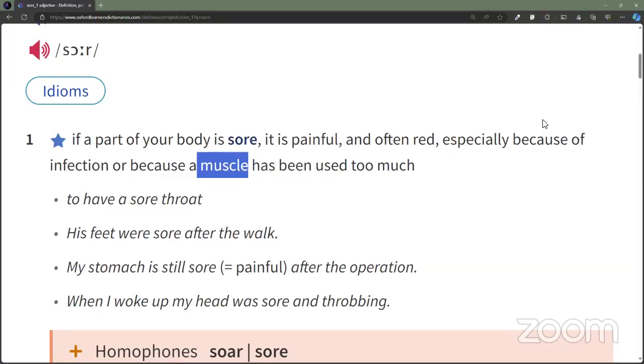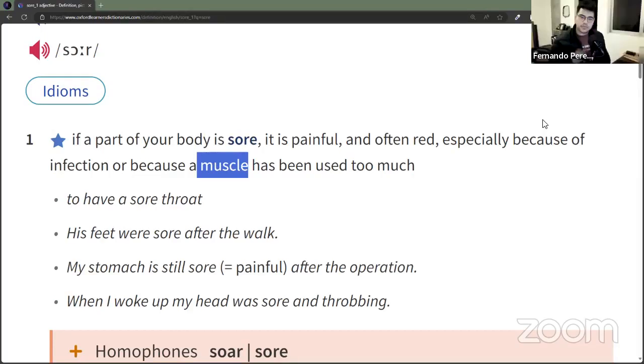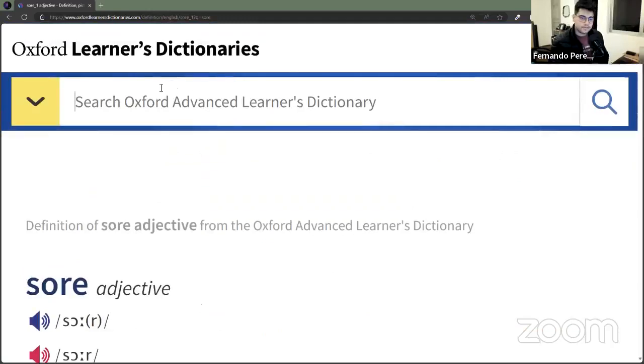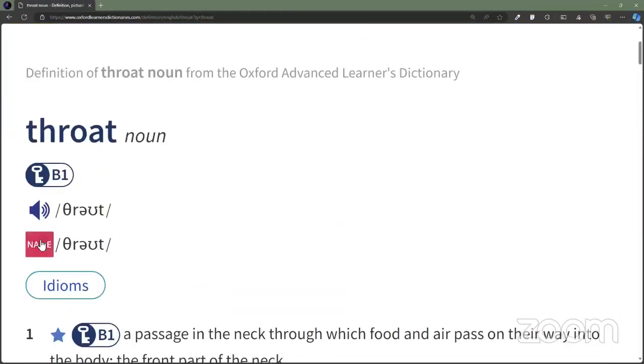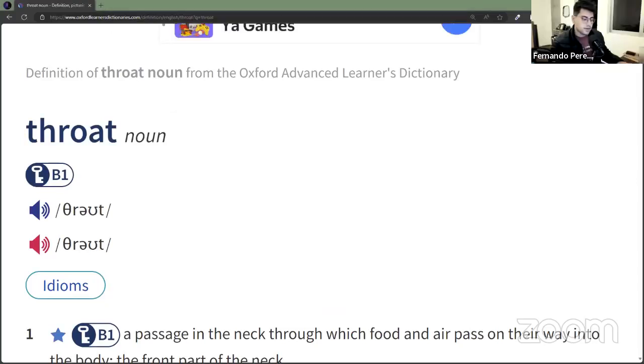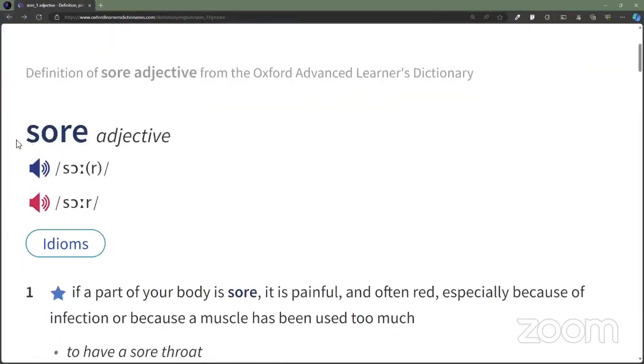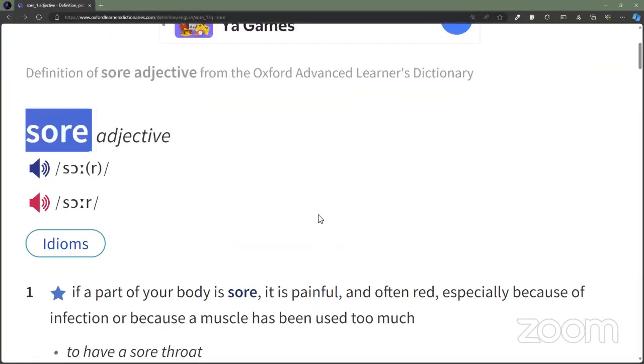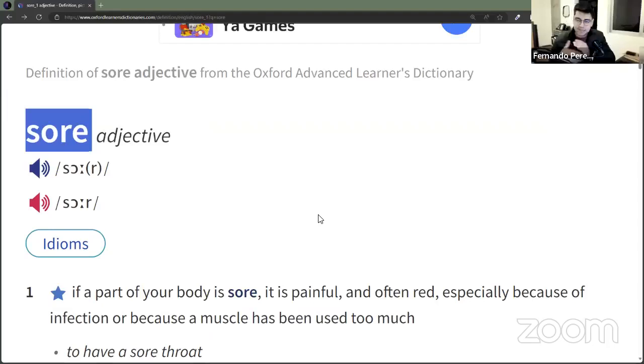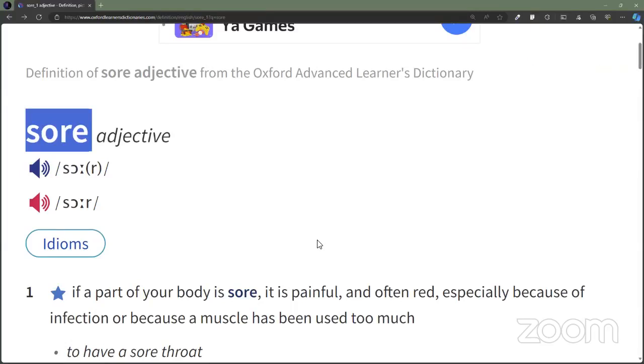The throat is a muscle. Oh, throat. New vocabulary for you. Throat. Okay. The throat is a muscle, so when it hurts, it is sore. It's a similar sensation after the gym. Your muscles are sore. They are sore. They don't hurt.